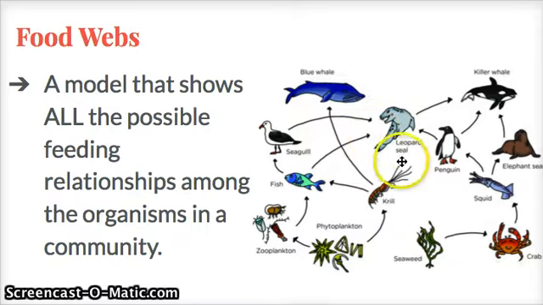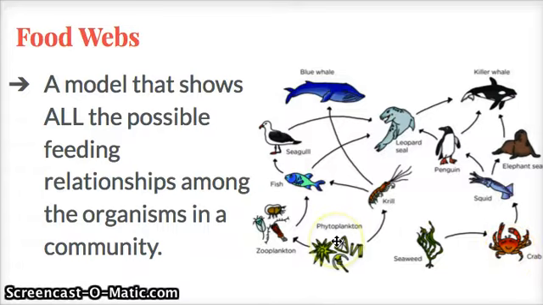You can see that the penguin eats the squid, but the penguin is eaten by the killer whale and the leopard seal. The killer whale also not only eats the penguin, but it eats the elephant seal and the leopard seal. So these are the animals that it hunts and eats.